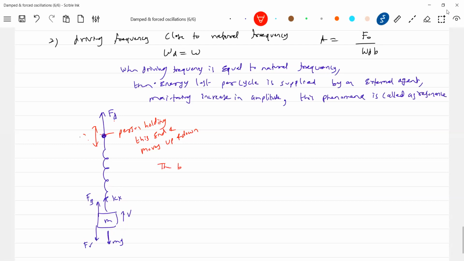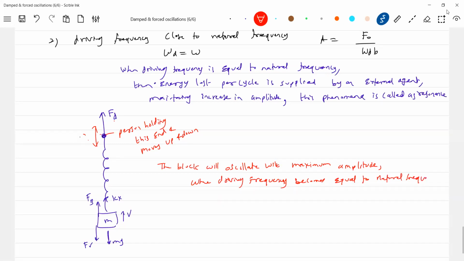So here the block will oscillate with maximum amplitude when omega d, the driving frequency, becomes equal to the natural frequency of oscillation of the block. This is called resonance. Okay, this is the simplest thing.